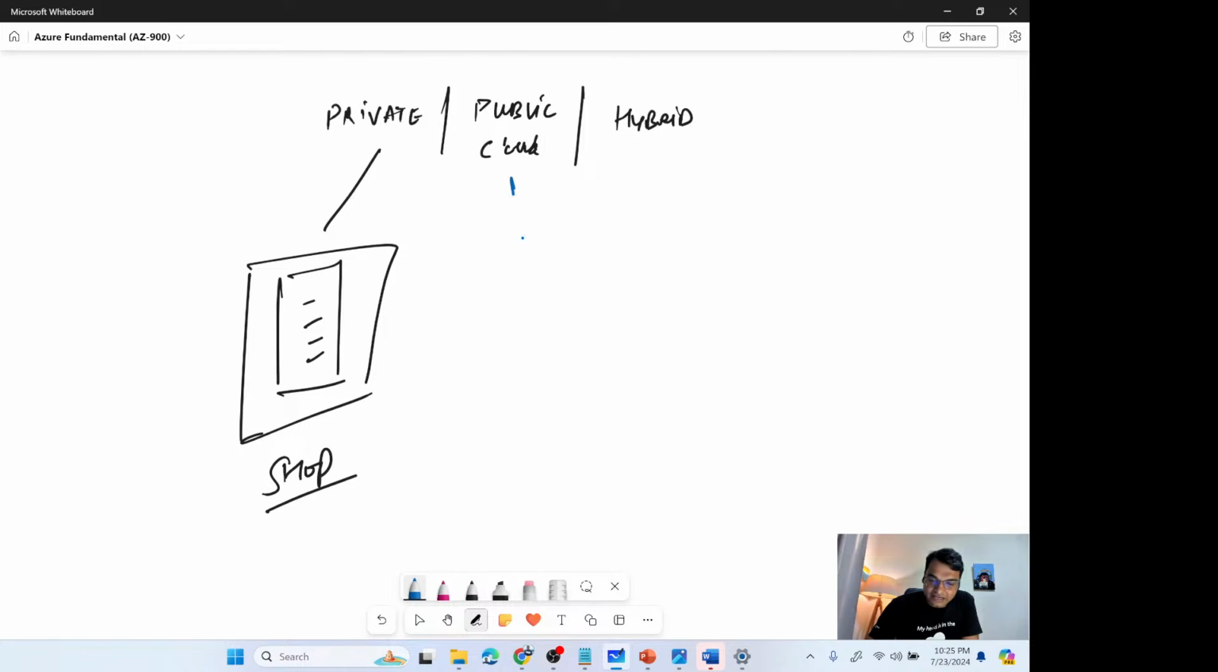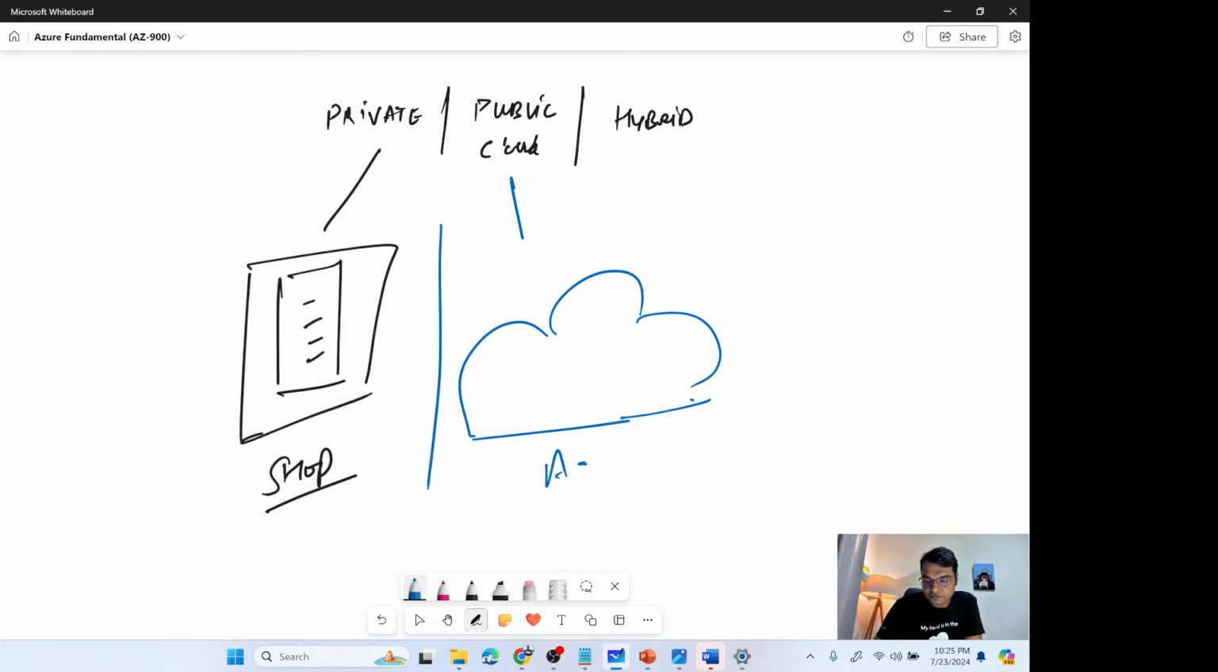Private and then public cloud. Public cloud is when she decided to go over from on premises to Azure. Okay. On premises to Azure. She came on Azure. Azure is basically a public cloud provider, right? It's a public cloud provider.